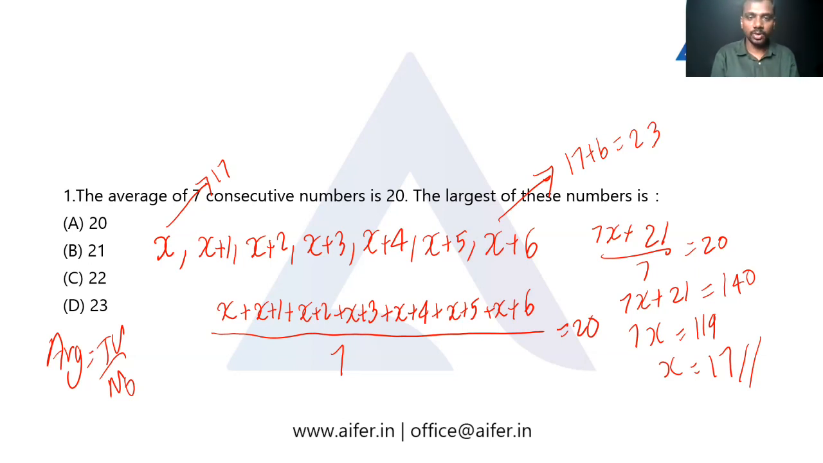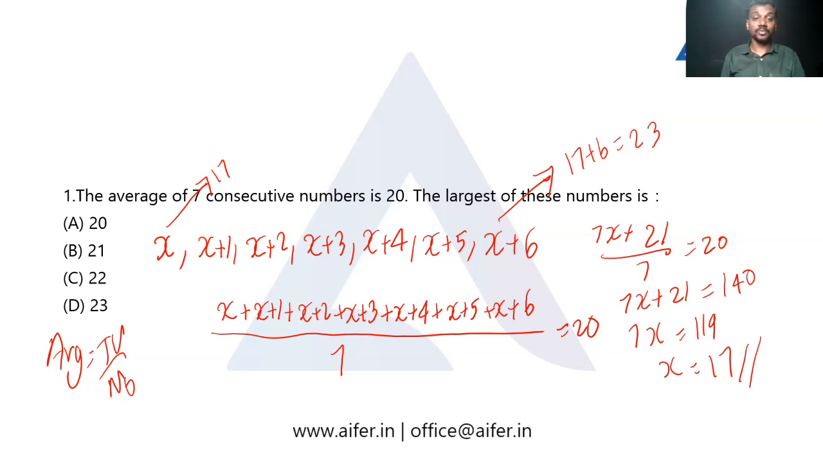What we have done in this particular case: it's given that there are 7 consecutive numbers, 7 continuous numbers. So we put the first number as x. If the first number is x, then the second number is x plus 1, then x plus 2, x plus 3, x plus 4, x plus 5, and then x plus 6. This will be the way we'll be doing that.